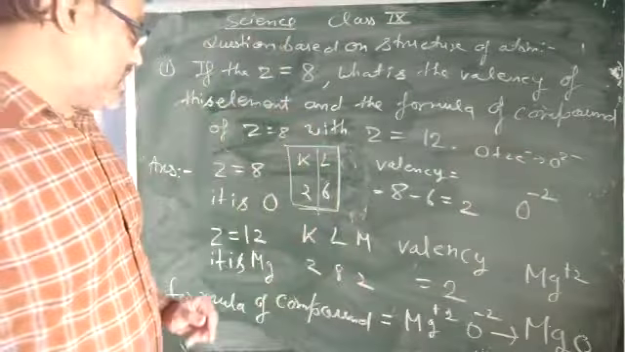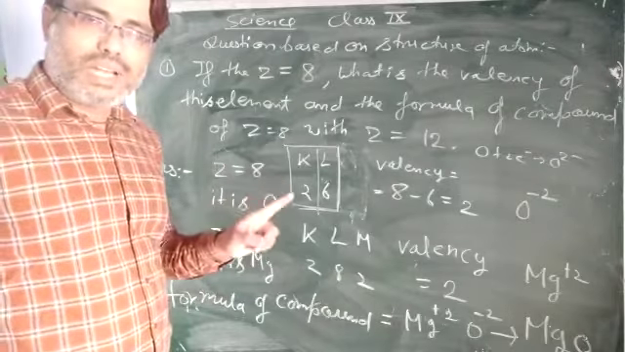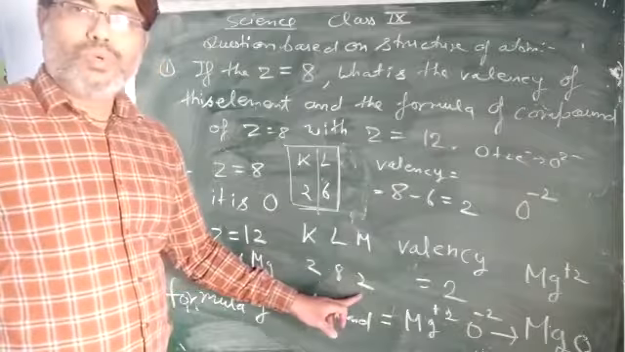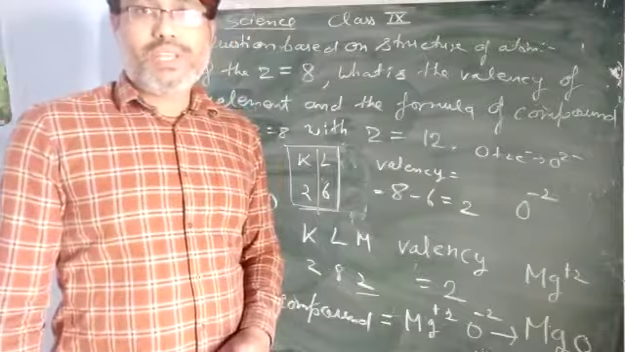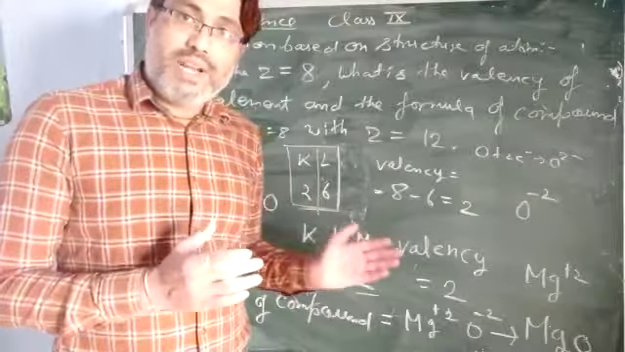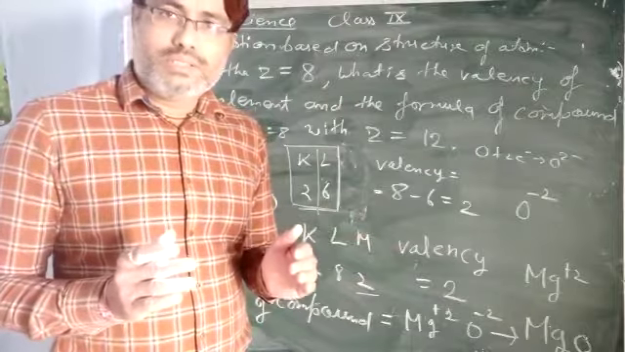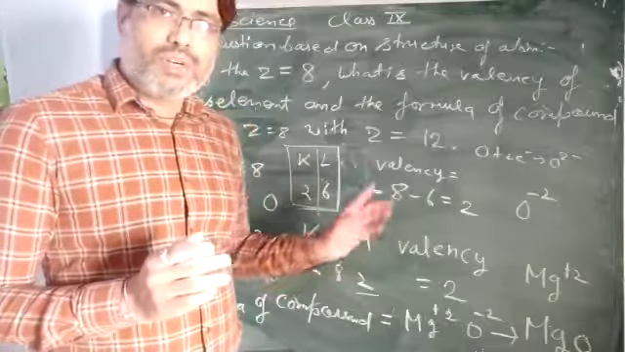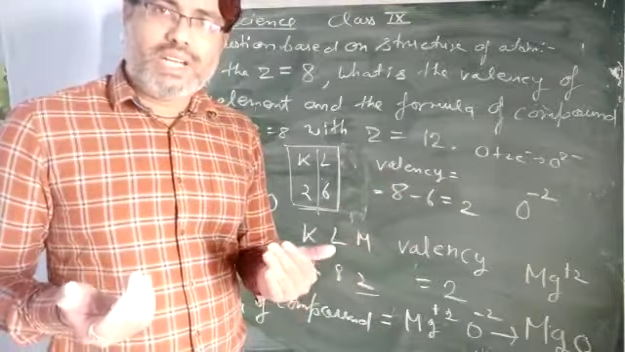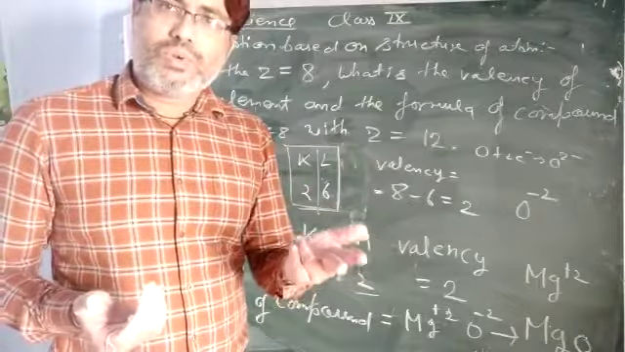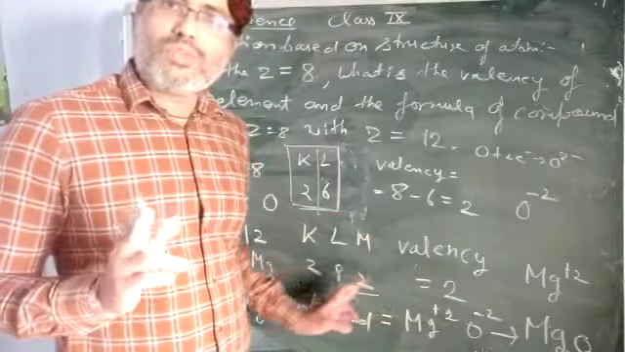Now next, the element with Z is equal to 12, that is magnesium. If you write the electronic configuration, that is what? 2 8 2. So there are 2 electrons in the outermost shell. In this element, 2 is the valency. We need not subtract this 2 from 8, because it is not possible to gain 6 electrons, but it is easy to lose 2 electrons. So in this element, the valency is 2. That is the number of electrons present in the outermost shell.